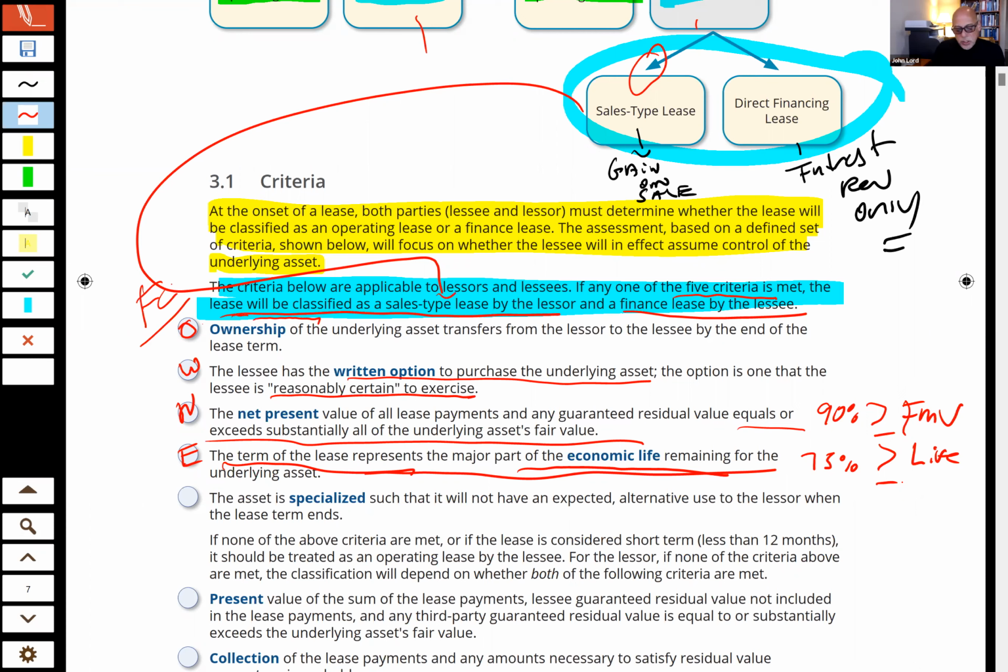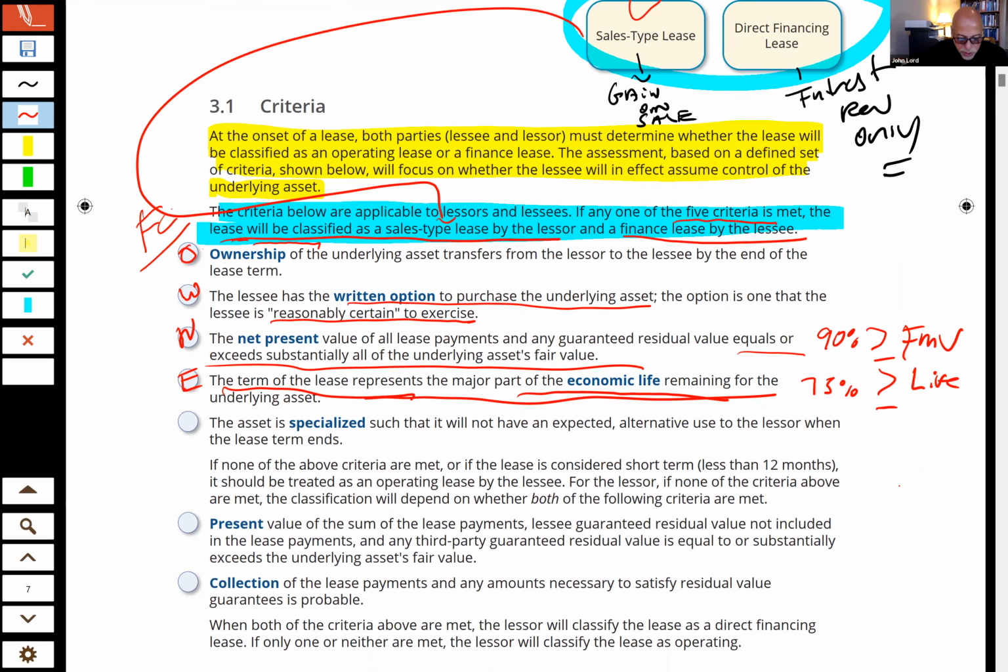And so they started to look at these kind of criteria and say, if that's the case, you're going to have to put an asset and a liability on the books. None of this acting like you're renting it period to period and just putting down rent expense each month, or each year, whatever.